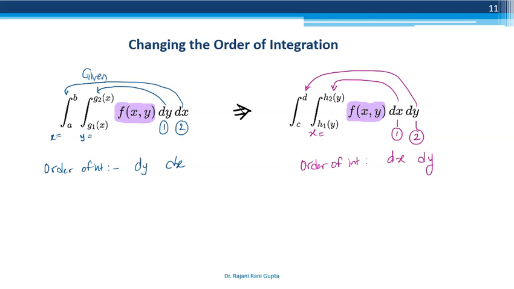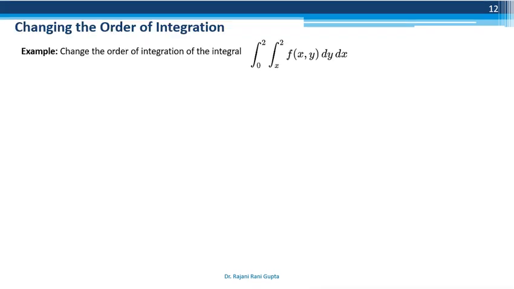Also, in changing the order of integration, the region bounded by the curves in x and y will be the same. Okay. Why are we doing this? Sometimes it makes a complex integral easily solvable. So that's the reason we make use of it.